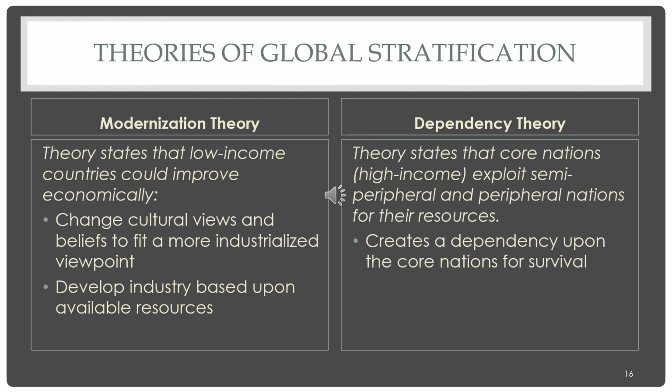Now, the second theory is the dependency theory, which states that core nations or high-income nations exploit semi-peripheral and peripheral nations for their resources, thus creating a dependency upon the core nations. So what it's stating is that the core nations will come in and exploit these nations for their resources and for their cheap labor. And then these nations become dependent on these foreign companies to be in their country to provide the jobs. So that actually only makes the owners of the companies wealthier, and the people in the peripheral or semi-peripheral nations remain poor because they're working for these foreign companies. So the two theories of poverty are modernization theory and dependency theory.